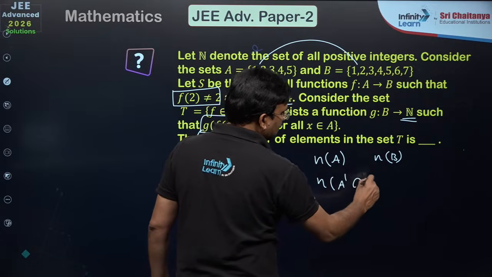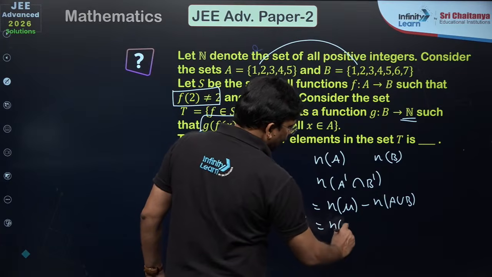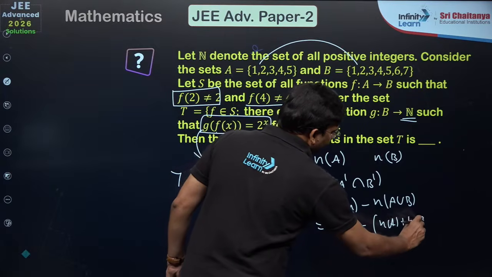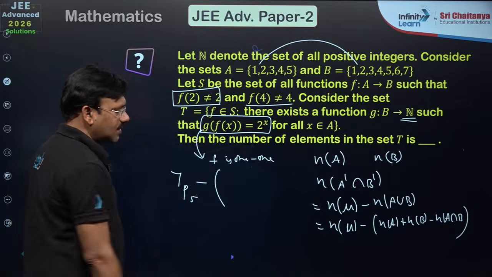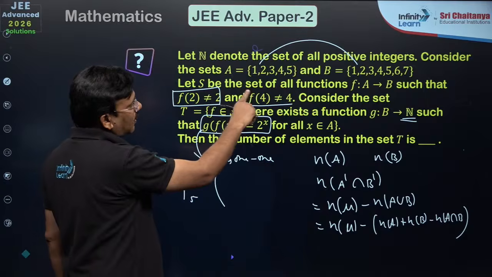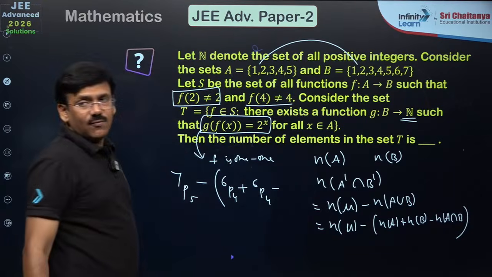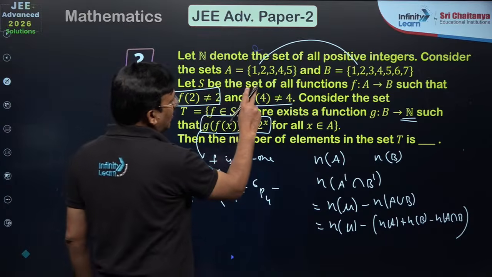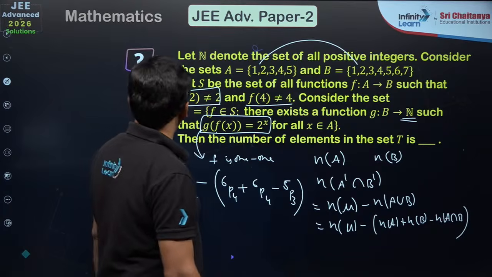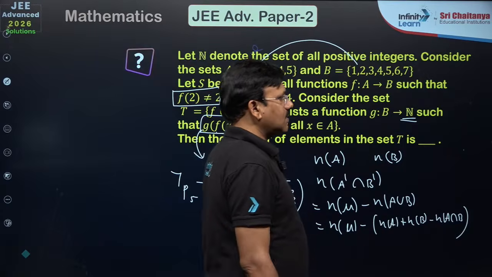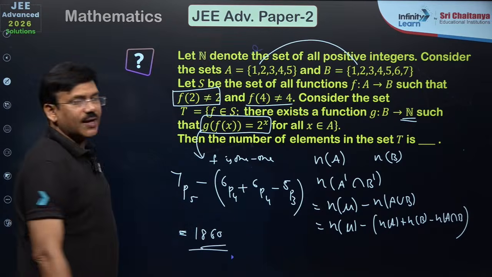I want n of A' intersection B', which is n of mu minus n of A union B, which is n of mu minus n of A plus n of B minus n of A intersection B, correct? So total number of 1-1 functions is 7P5 minus, so 2 is mapped to 2 kind of, then 4 will be left with 6 elements, 6P4. Similarly, n of B is also 6P4. Common will be 2 mapped to 2, 4 mapped to 4, in the sense 3 are left and there 5 are left, which is 5P3. You just compute this, so you are going to get the answer, right? So this question, I can say the answer is going to be around 1860. You just simplify, this is 1860, okay, fine.